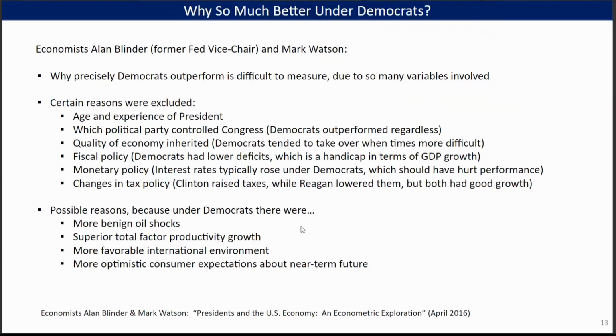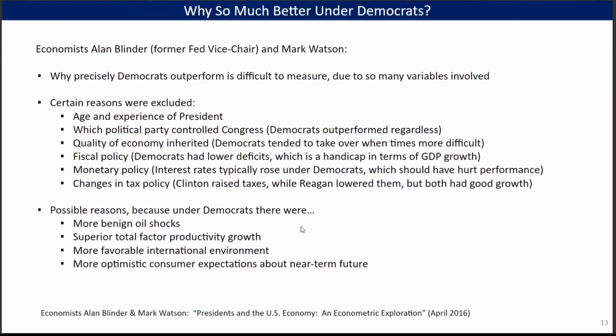Fiscal policy. Democrats had lower deficits, and traditionally, in standard macroeconomics, if you run a bigger deficit, you should give a boost to the economy. That was a technique that Trump used. He cut taxes and boosted the deficit in his first couple of years and gave a boost to the economy. We had a trade-off of growth to some extent and higher deficits.